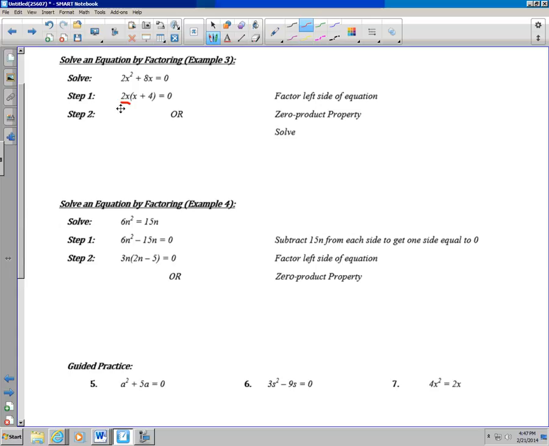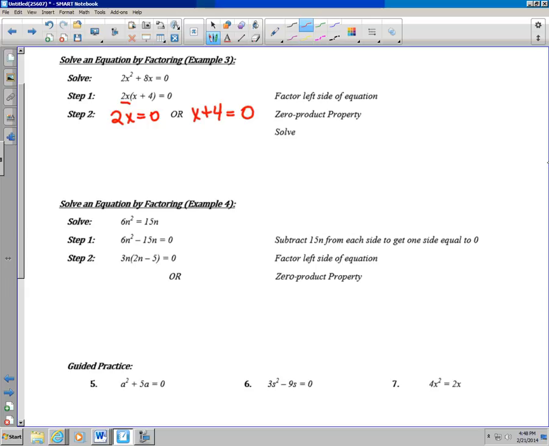So obviously our first product is this outside the parentheses right there. Our 2x has to be 0, or our x plus 4 must equal 0. One of those two items multiplies together. If they both multiply together to get 0, one of these two items has to equal 0.